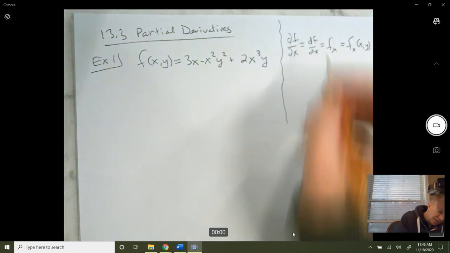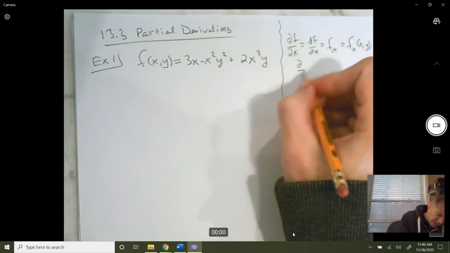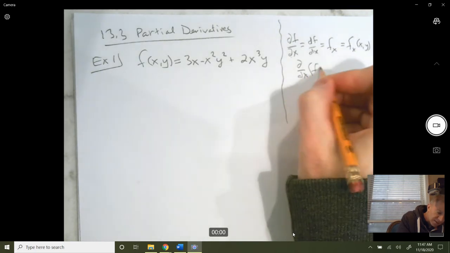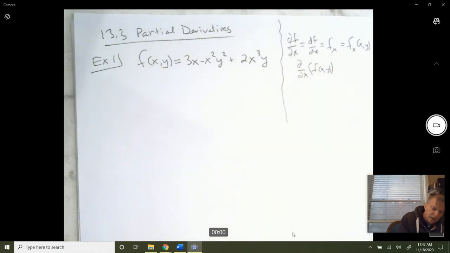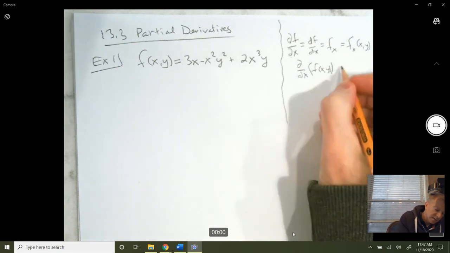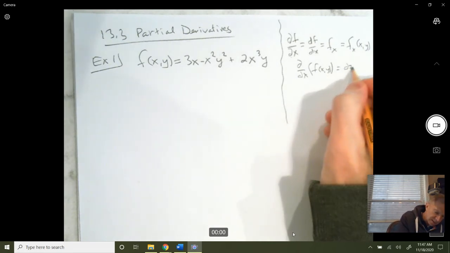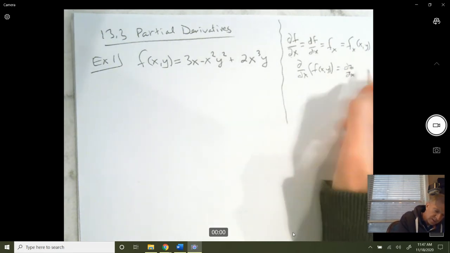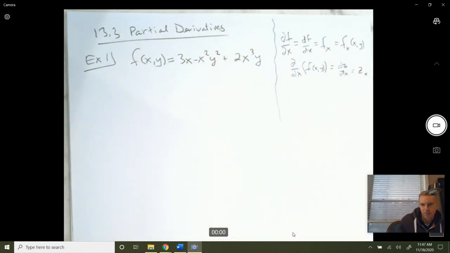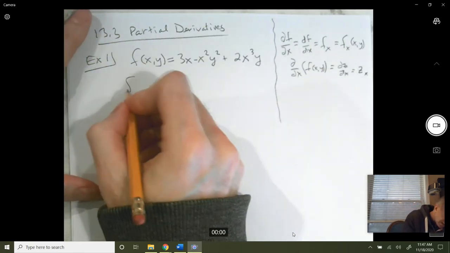Or it could say like d dx of f of x, y. Could say something like that. I think there was one more. Oh, it could just say dz dx. Could say z with the little x down there. So those all mean the same thing. Okay, just a partial derivative of your function with respect to x. Okay, so we'll just say the x derivative.